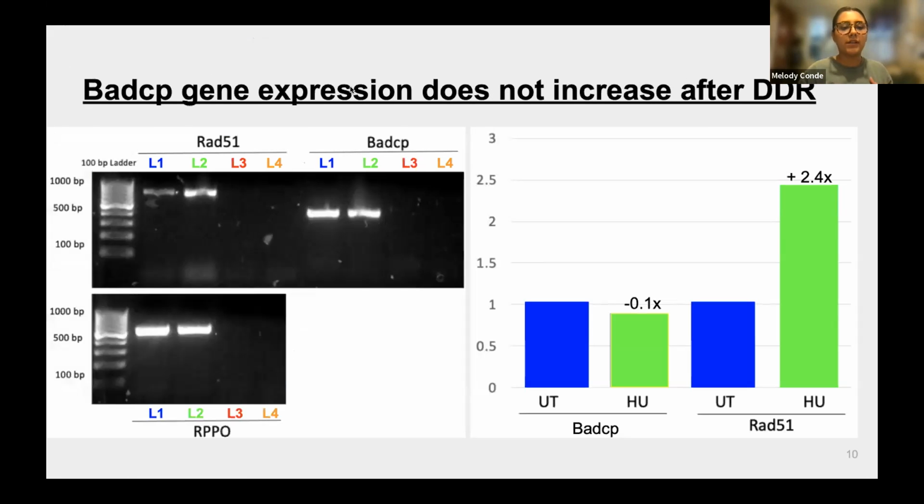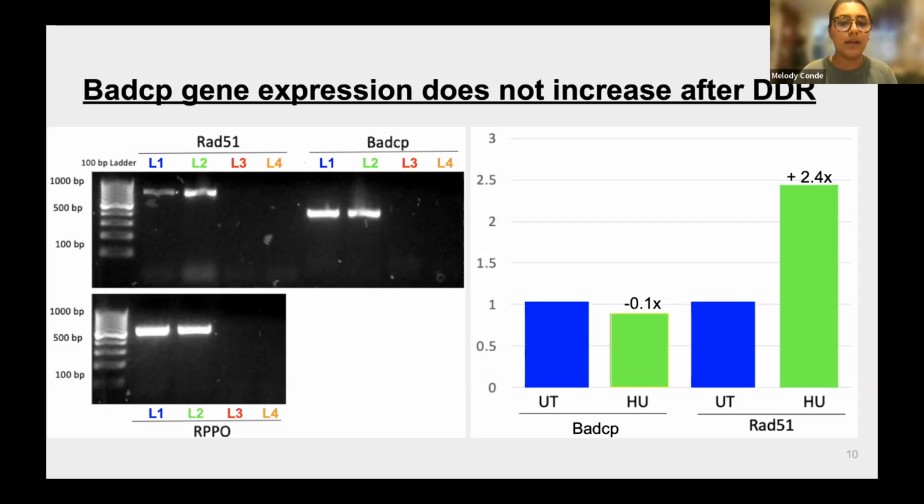Yeah, so based on this, we can see that the BAD-CP gene expression actually does not increase after inducing DNA damage. Again, RAD51 and RPPO are our controls for this experiment. RAD51 is known to play a role, so we should expect to see an upregulation in its expression as shown in lane 2 by the brighter band in comparison to lane 1. RPPO is our loading control, so we use this just to make sure that we used equivalent amounts of cDNA in our experiment, and we can conclude that we did because we do have similar band intensities.